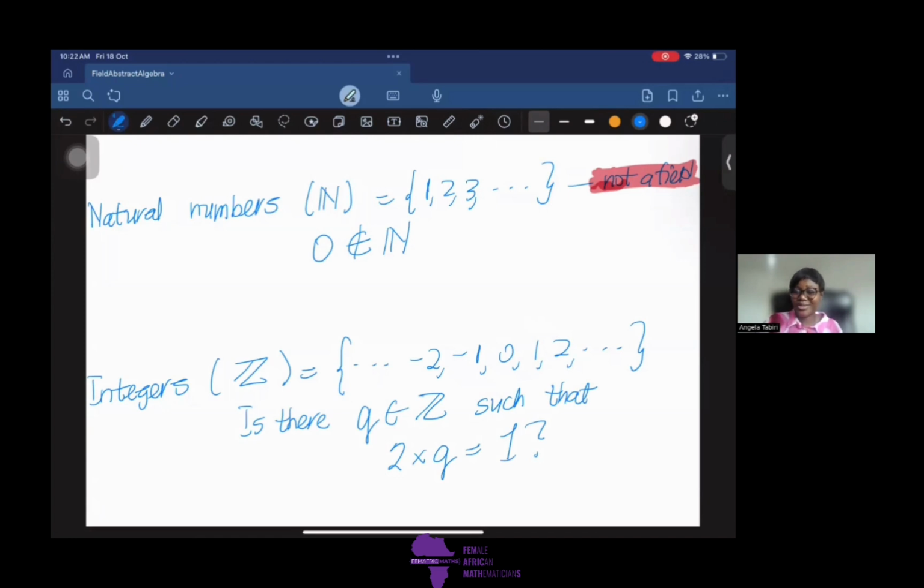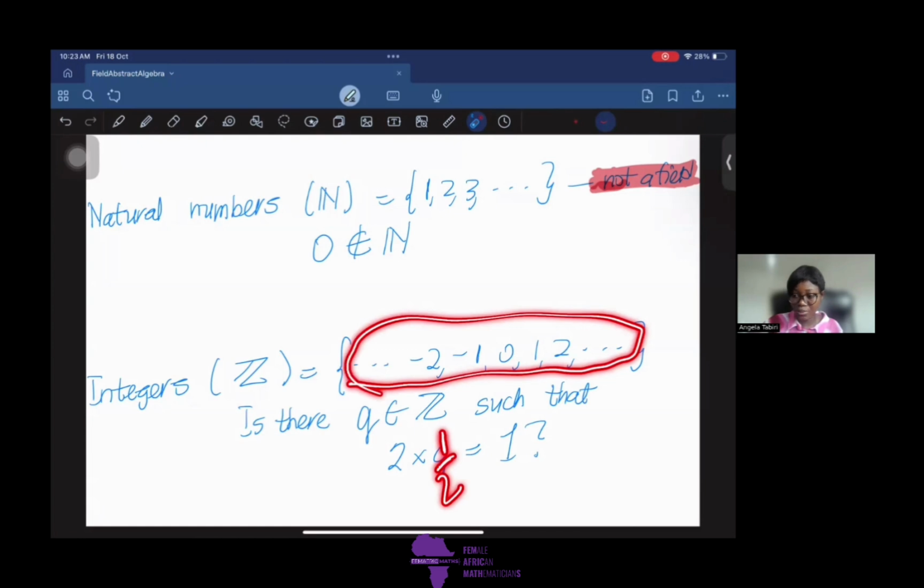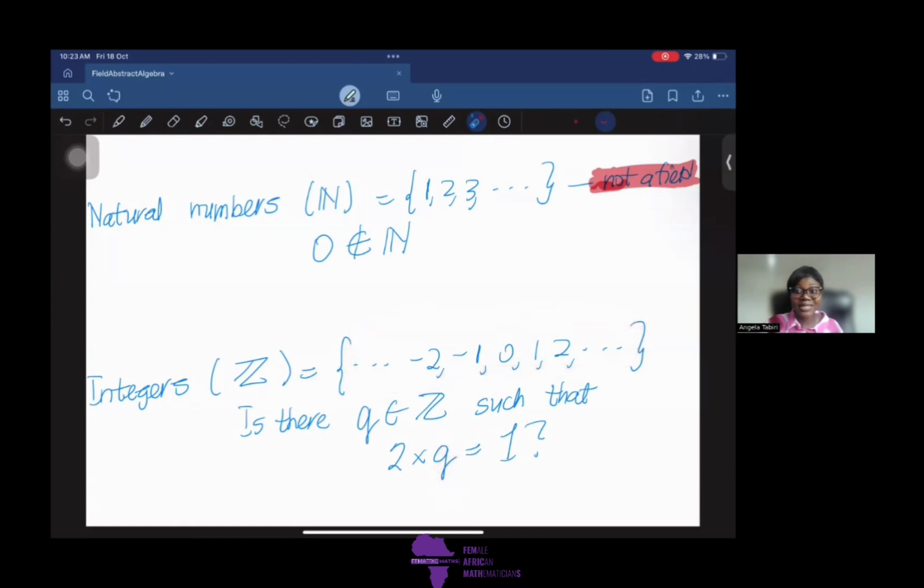So that element Q will be a fraction, right? That fraction will be 1/2, but we can see here that 1/2 doesn't belong to this set. So there are some elements in this set that do not have multiplicative inverses. So this cannot be a field. So the answer here is no. So it means that this set here is not a field.